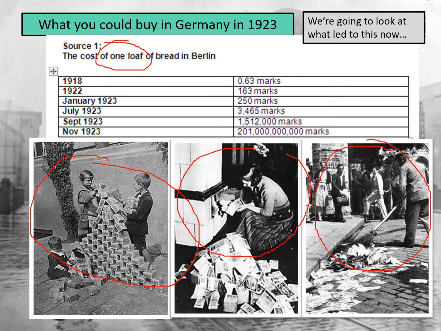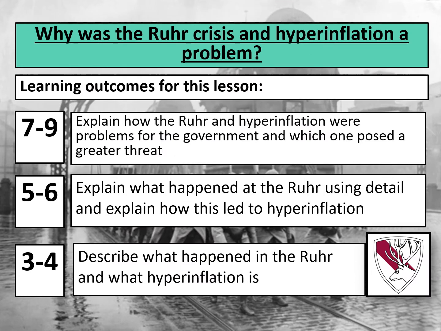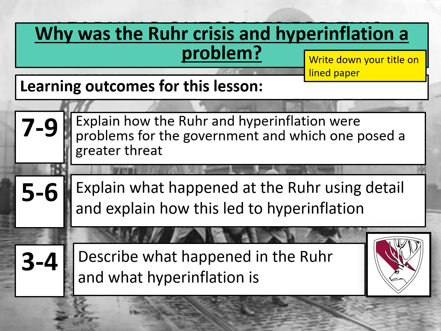Let's get our title down for today. So as I say every week, if you could please put this down on a piece of lined paper if you've got some, if not in an exercise book. And the title for today is Why Was the Ruhr Crisis and Hyperinflation a Problem?